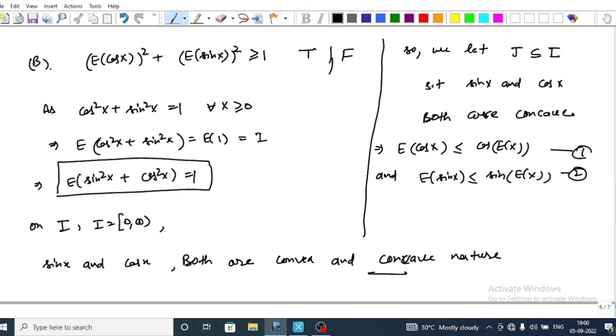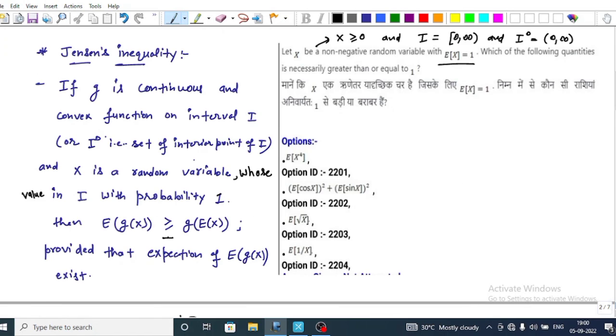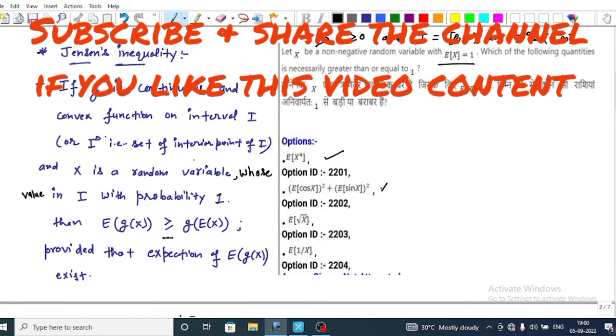So come to the options. This option correct, this incorrect, and this correct.